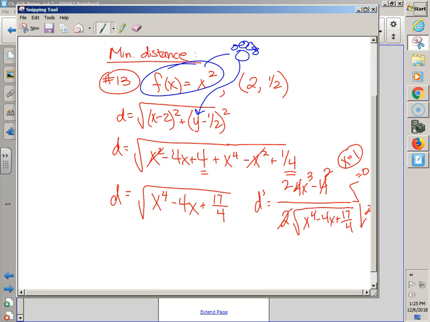Well, you're not going to like what I'm about to say. If you had your calculator, you could graph this guy, because if you square both sides, the underneath still has to be 0. A square root will never make a 0 by itself. That has to be 0.